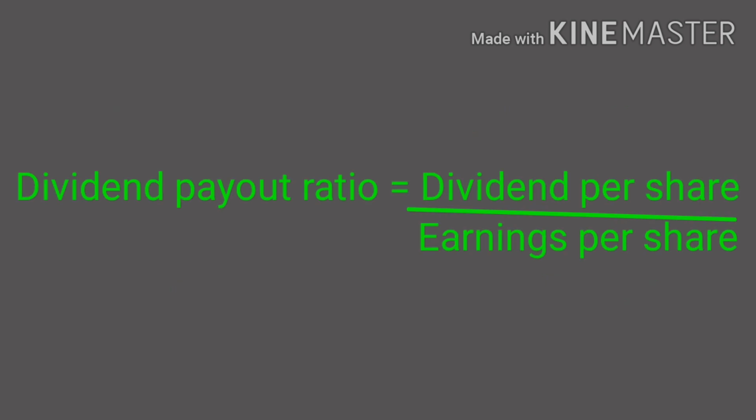Dividend payout ratio, or DP ratio, is dividend per share divided by earnings per share, that is what percentage of the earnings is distributed as dividend.